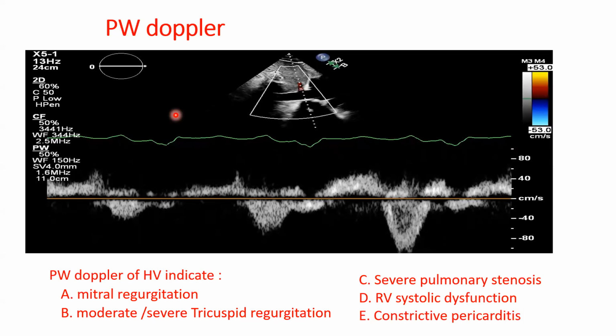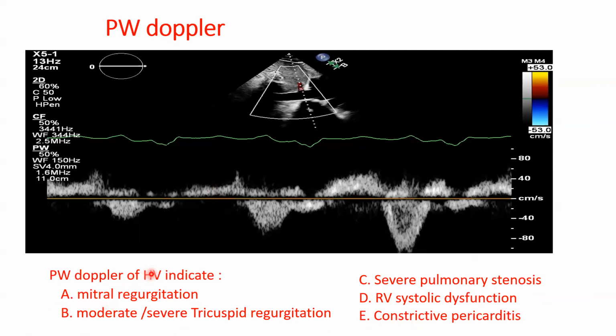This is a pulse wave Doppler in the hepatic vein, showing in the first beat a small reversal during systole. In the second beat, there is a prominent systolic reversal. Which of the following situations is causing this: mitral regurgitation, moderate or severe tricuspid regurgitation, severe pulmonary stenosis or right ventricular dysfunction, or constrictive pericarditis?